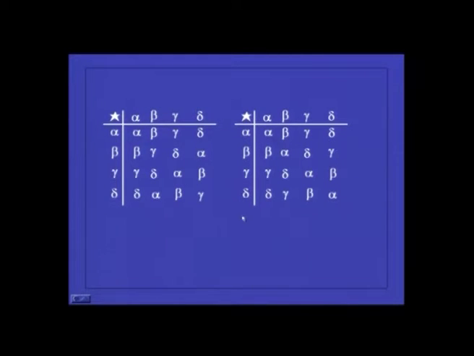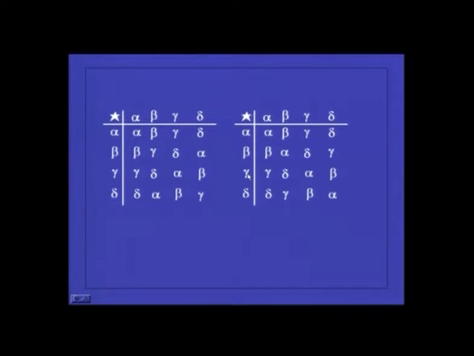Look at this group. This is a commutative group, an abelian group, but does it have a generator? Take beta, can it be a generator? Beta squared is alpha, beta cubed is alpha into beta, beta, beta power 4 is again alpha, and so on. So, with beta you will be able to get only beta and alpha, you will not be able to get gamma and delta. So, beta cannot be a generator.